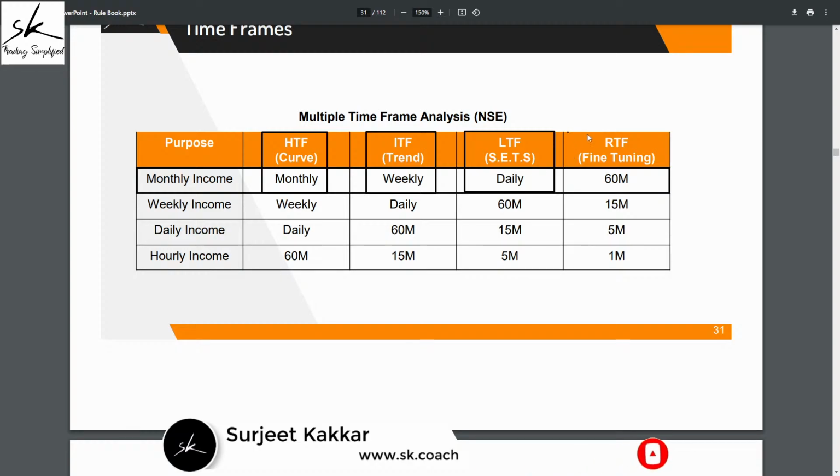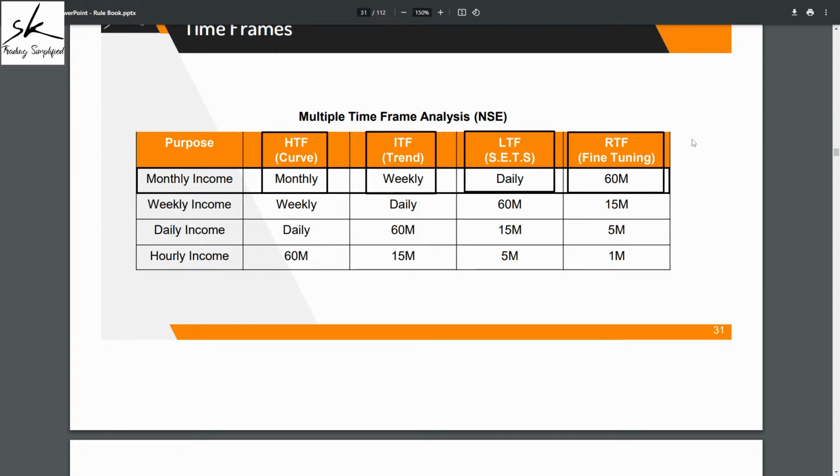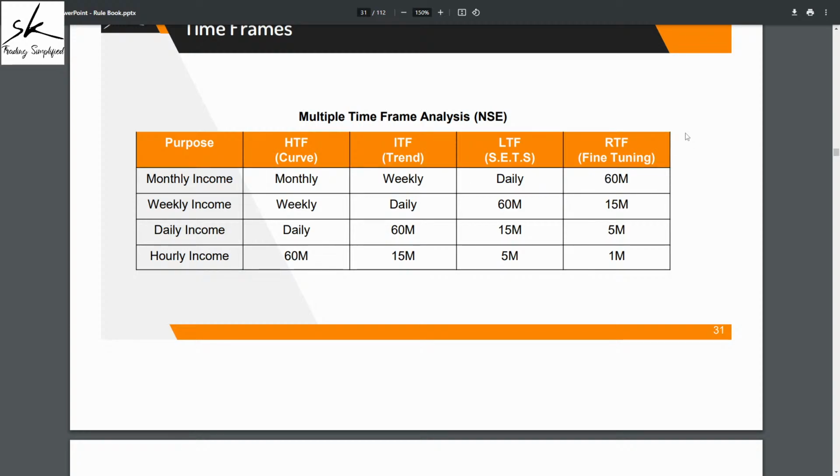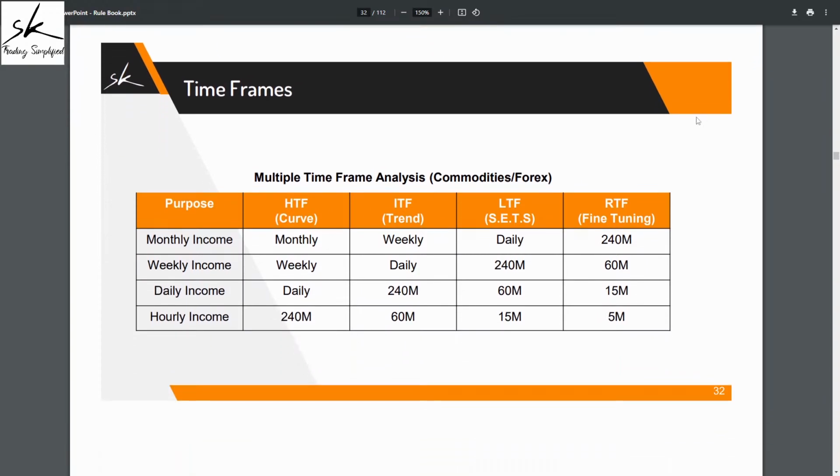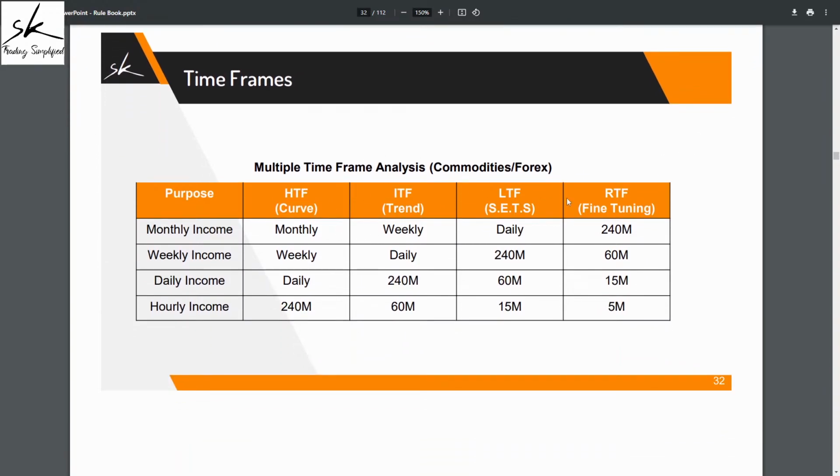And 60 minutes is going to be my refining time frame, which can be used for multiple purposes, like fine-tuning the zone, type 2, type 3 entries, or in case I need to apply some additional rules, that is also where this time frame can help us. Now mind it, this table that I've given you on page number 31 is for the NSE market, which is open for a very short duration, about 6 hours 15 minutes during the day. If you're trading markets which are open for longer durations, like commodities, forex, cryptos, then you can refer to this table, which is on page number 32.